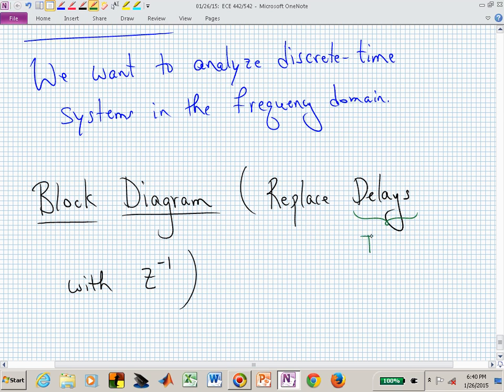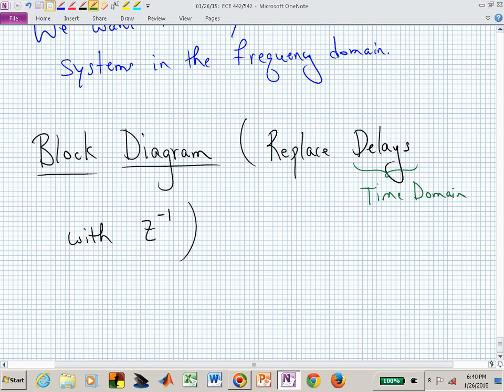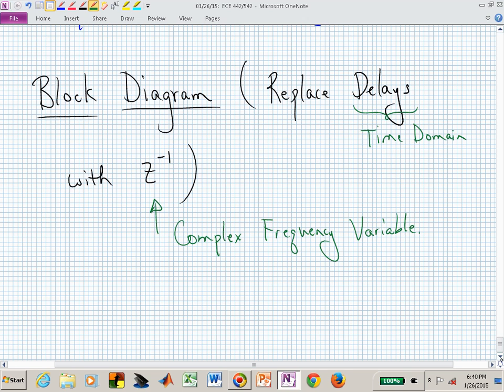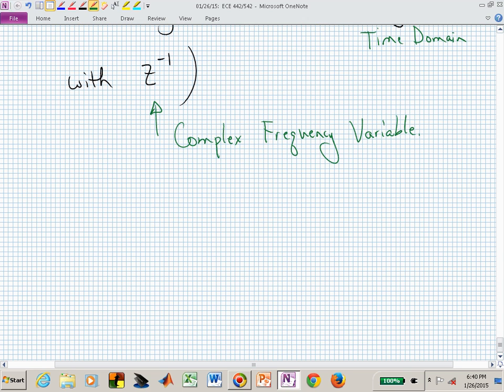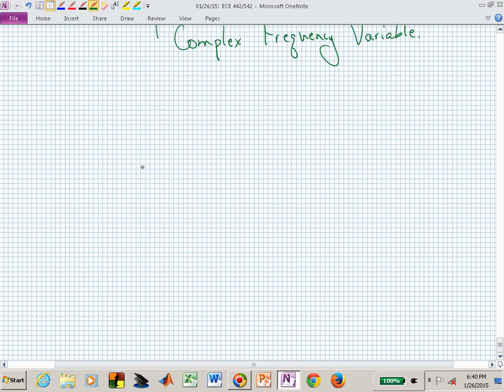This is a time domain concept, these delays, and this z is a complex frequency variable. Let's just do that, maybe without fully appreciating what z is, but let's just now show that we can build up this block diagram. Now we have, instead of delay blocks, we have z to the minus 1 blocks. Everything else is the same.